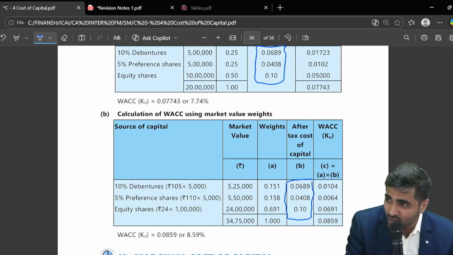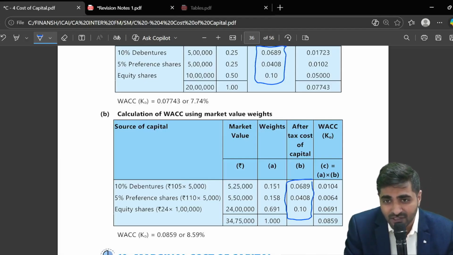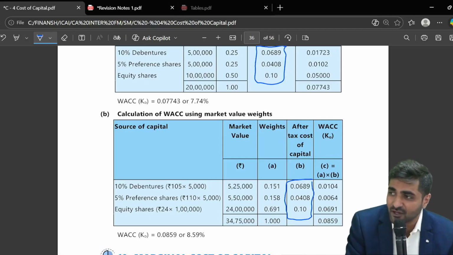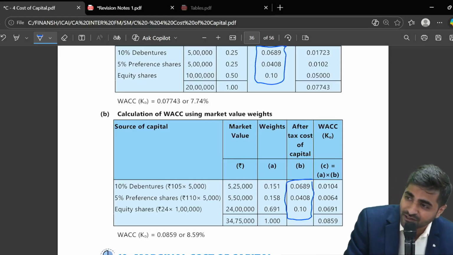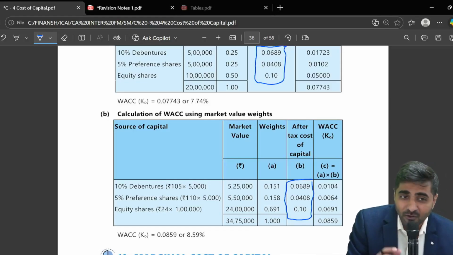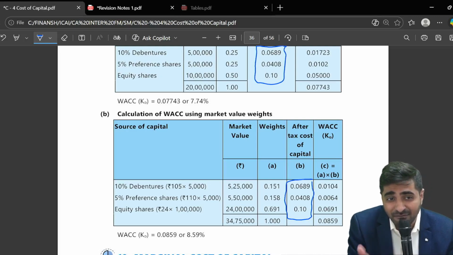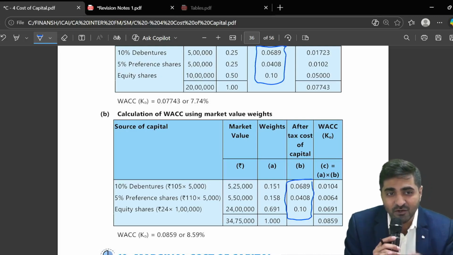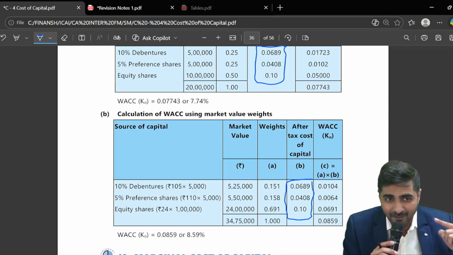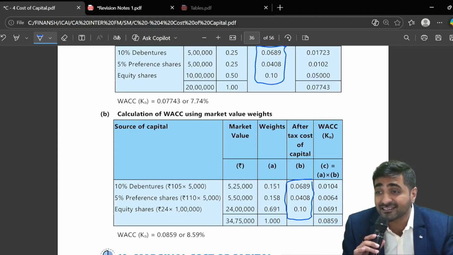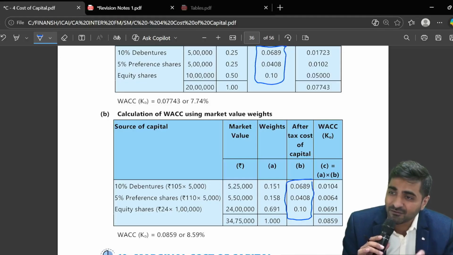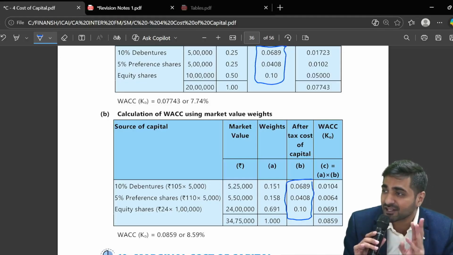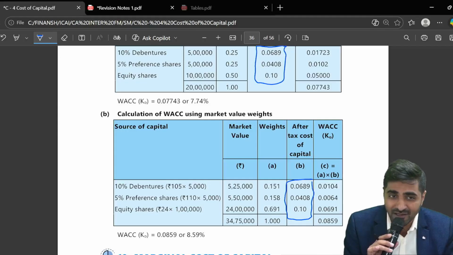So whether there is book value weights or market value weights, the cost which we are going to calculate is going to be calculated in the same way only. But the only difference will be in the weights part. So your KO is going to be different, but the KD, KP and KE which we are going to calculate, will that be constant whether there is book value weights or market value weights? Your KD, KE and KP is always going to be the same.